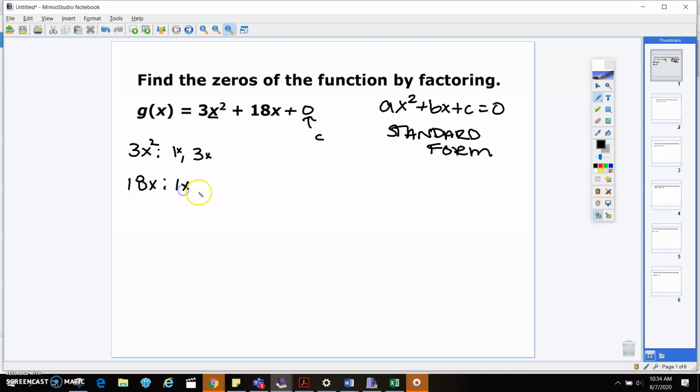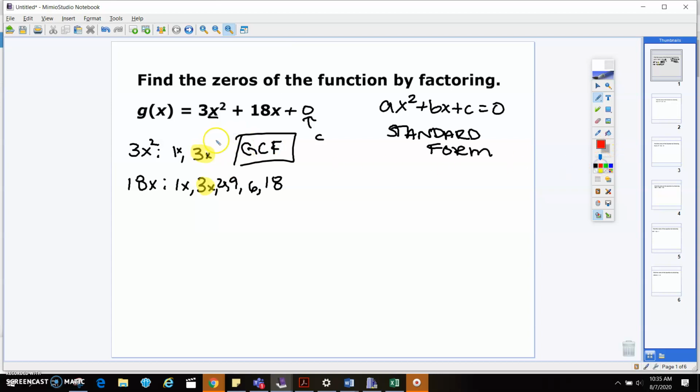Okay, for 18x, we're going to think through factors. We've got 1x and 18x, or 18, 3x and 6, and we've got 2x, and I'm sorry, these are smushed together, and 9. All right, so out of these, what do they have in common? What is the greatest common factor that they share? Well, the biggest factor that 3x squared has is 3x. Well, for 18x, is there a 3x in their factors? Yeah. Okay, so that is going to be my GCF, or my greatest common factor.